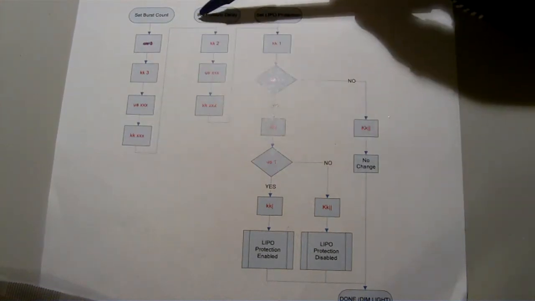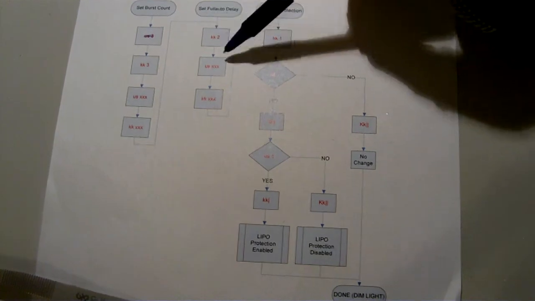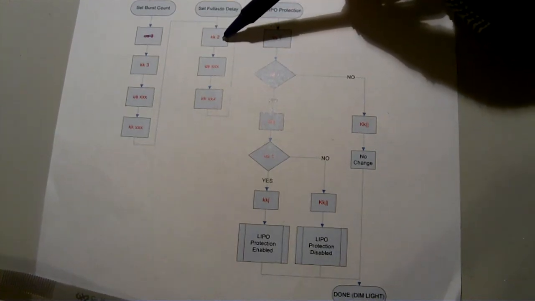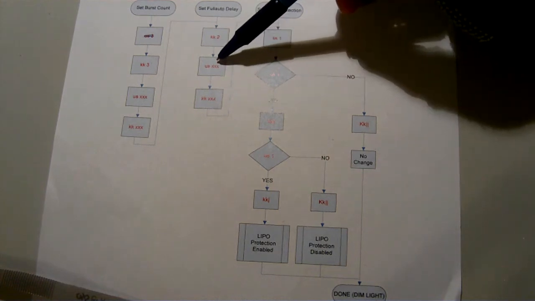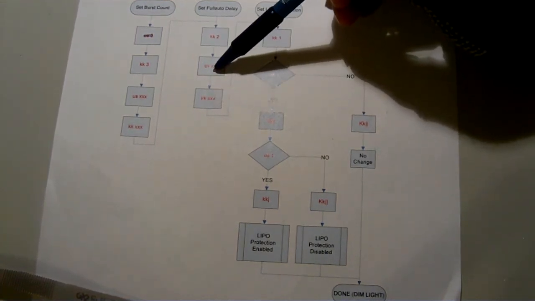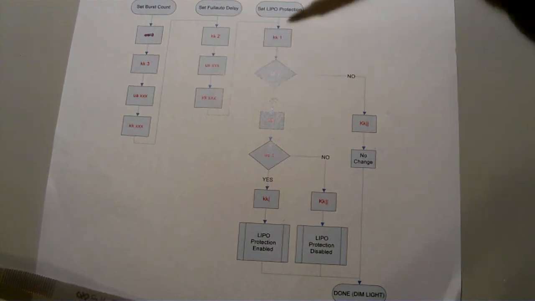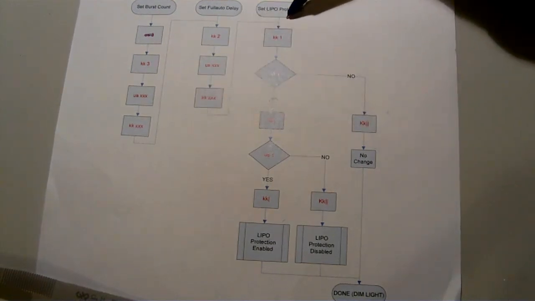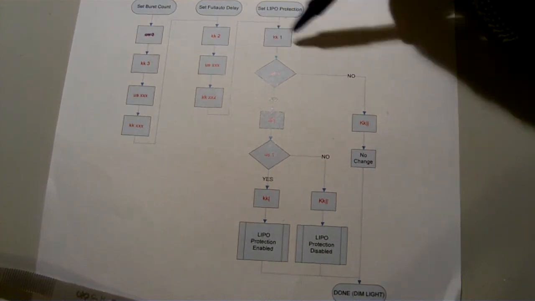Then it will advance to allow you to set the full auto delay. If you don't enter anything, King Kong will default to 2.6 seconds. If you do, King Kong will replay what you just entered. For the demo, I'm going to enter 5 for a 1 second delay, since 5 times 200 milliseconds equals 1 second. Then it will advance to the LiPo protection feature.